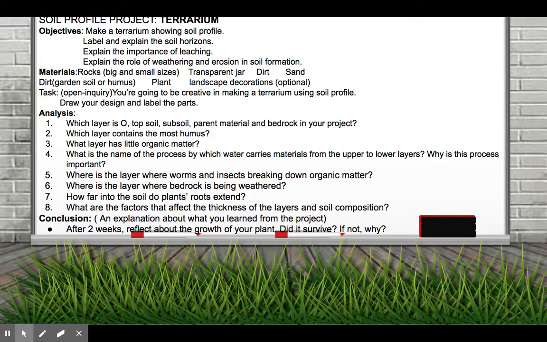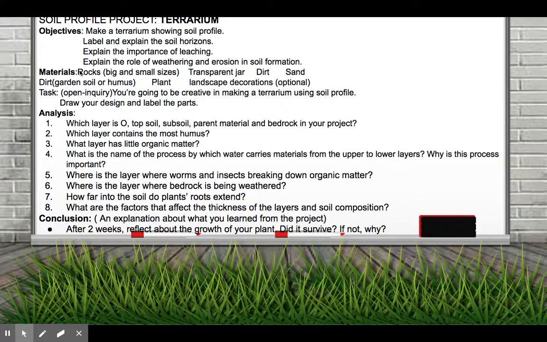To apply our concepts learned in soil layers, we're going to make a terrarium. So this is your soil profile project. The objectives of this project are: you should be able to make a terrarium showing a soil profile, you should be able to label and explain the soil horizons, you have to explain the importance of leaching, and we're going to explain the role of weathering and erosion in soil formation.